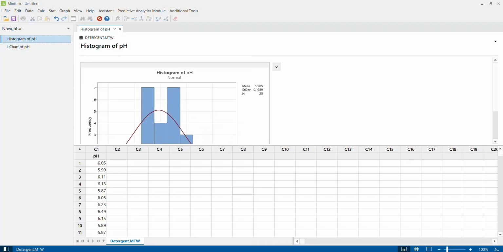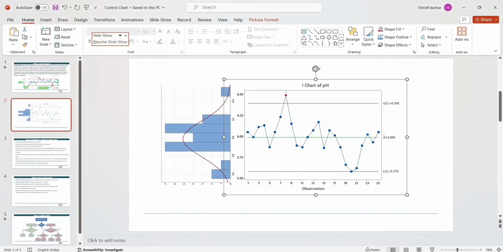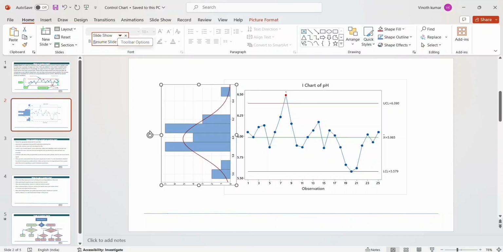This histogram is also taken to the PowerPoint presentation, but I have changed its orientation. I have rotated the histogram in such a way that the scale of the histogram is in line with the scale of the control chart. So if you see here, the scale of the histogram is in line with the scale of the control chart. And now, what happens? The histogram gives you the variation of data with respect to position, whereas the control chart gives you the variation of data with respect to time.